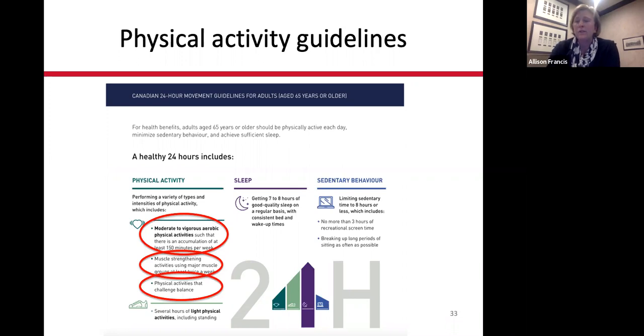And then this reduction in sedentary behavior. So no more than 3 hours of recreational screen time and breaking up our sitting periods. You may have heard the term sitting is the new smoking or things like that. And really, when we look at sedentary behavior, it's not necessarily the overall amount of time that you spend sitting, it's the duration of each time that we sit.